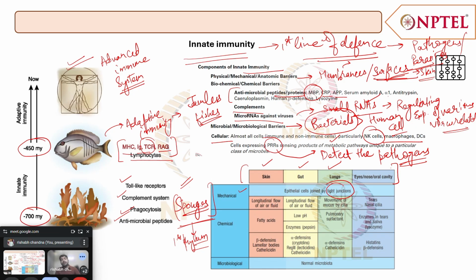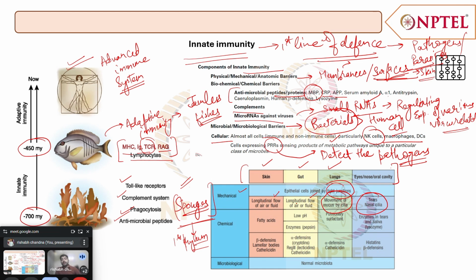Then for the skin, we have the longitudinal flow of air or fluid. Same for the gut. For the lungs, we have movement of the mucus by the cilia. And for the eyes, nose, and oral cavity, we have tears. Tears also help in the mechanical protection, and the nasal cilia.